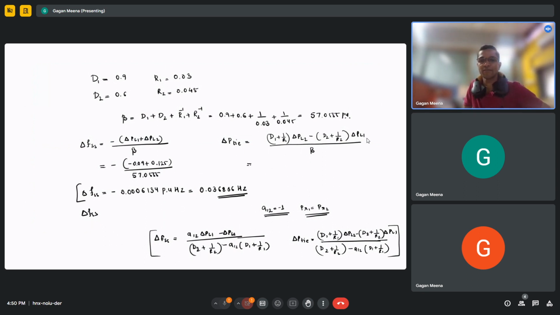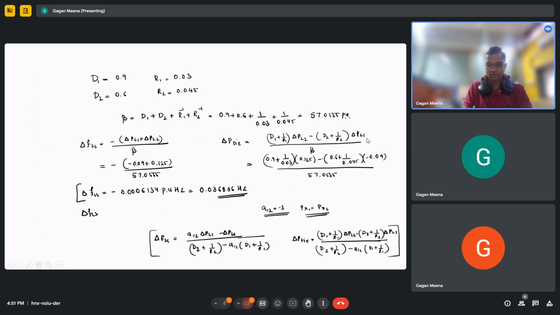Now we can use this same formula here also. We can write D1 is 0.9 plus 1 by R1, which is 0.03. Delta PL2 is 0.125, minus D2 is 0.6 plus 1 by 0.045, minus 0.09, divided by 57.05. Just calculate this: 0.9 plus 1 by 0.03.